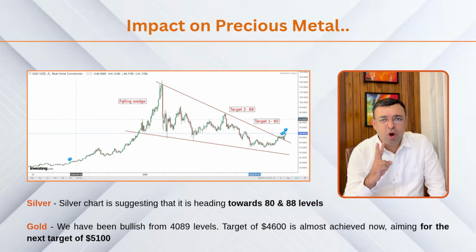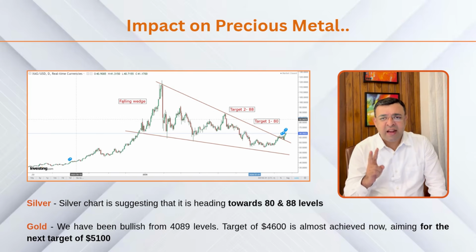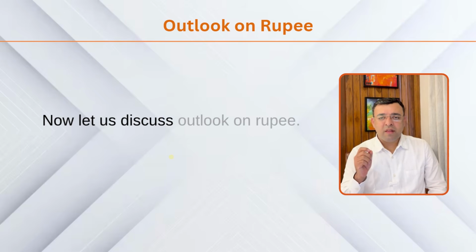Rising yield and falling dollar index are a bullish sign for commodities. For silver, we are expecting it to move towards 80 dollars. That is the first target. Second target is $88 per ounce. Basically, we expect silver to move higher by 15 to 20% from the current level. As far as gold is concerned, we have been speaking about gold since it was trading at 4089, that our first target is 4600, which is almost achieved. Now we are aiming for $5100 per ounce.